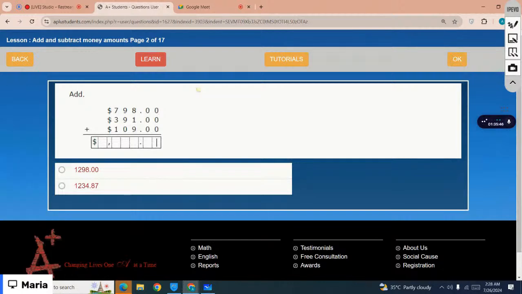798 plus 391 plus 109. So which is the correct option?